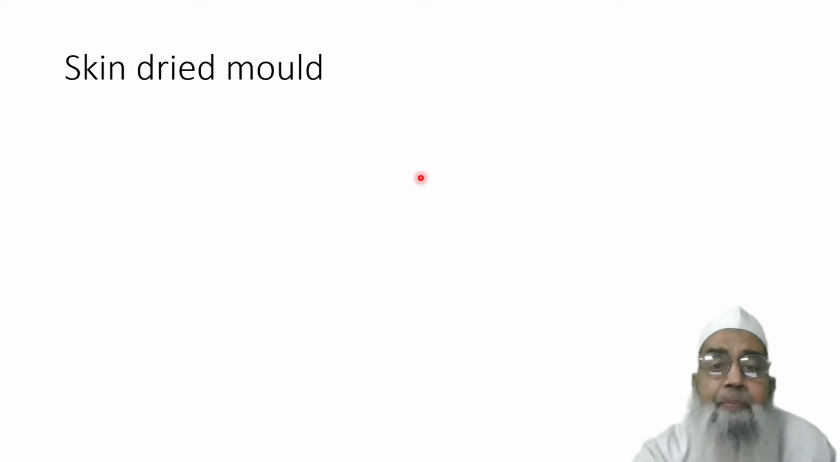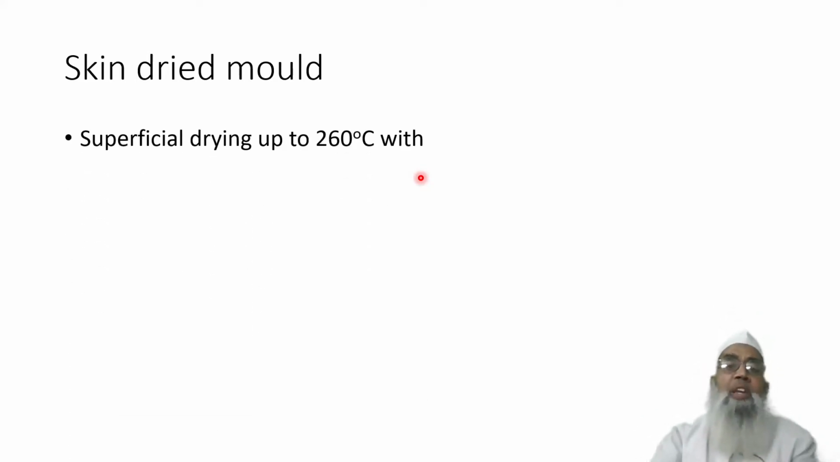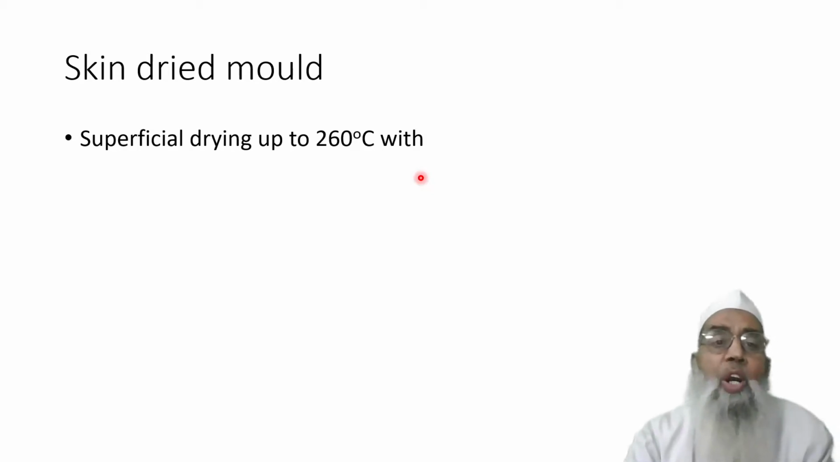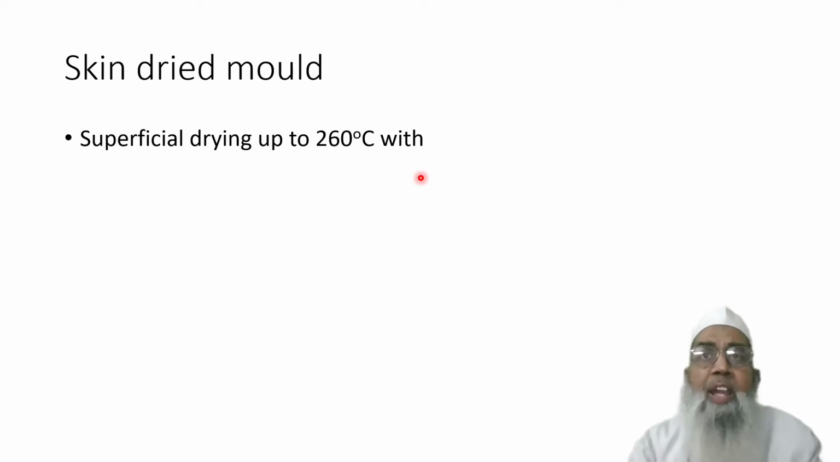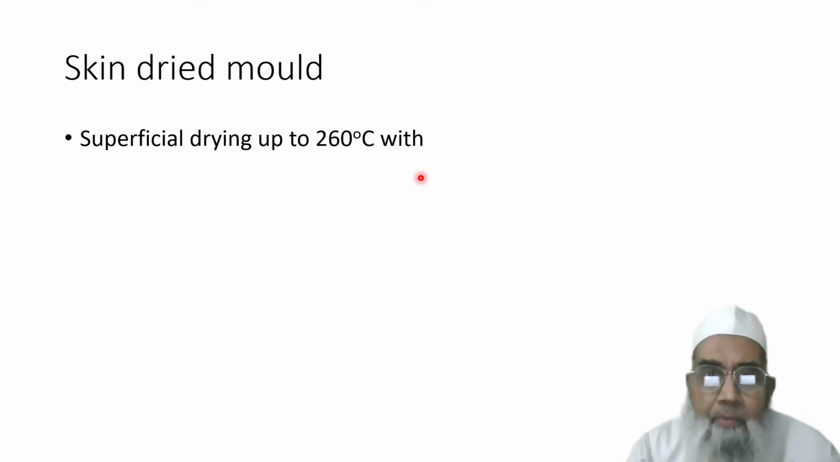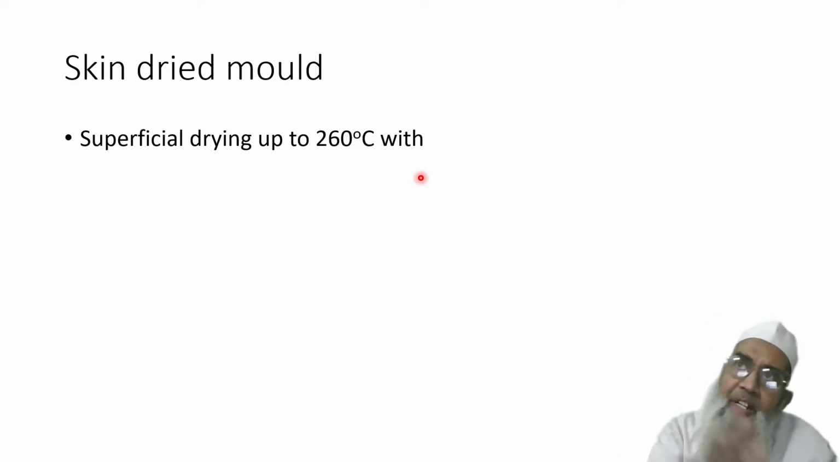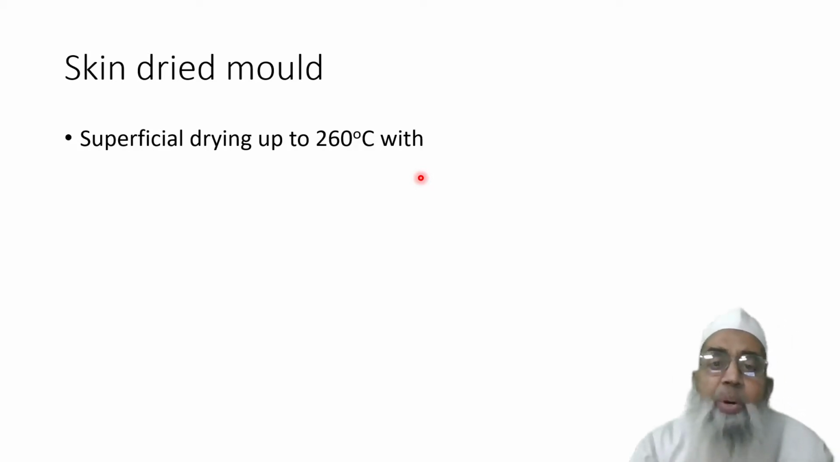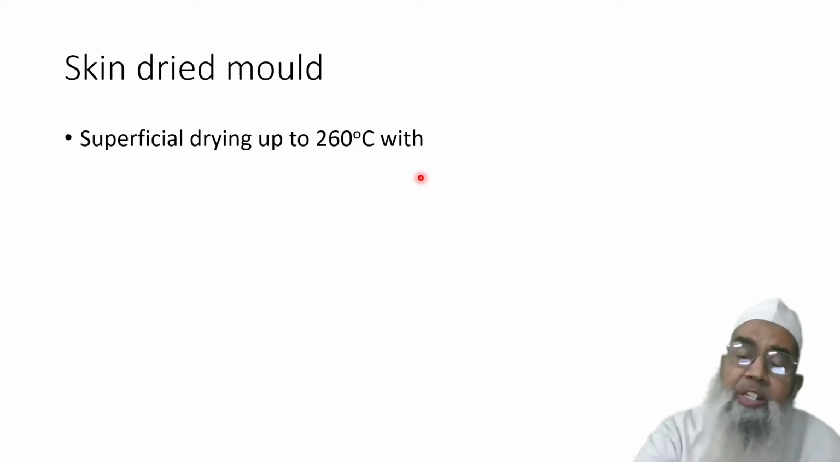Now, similarly, we can have a skin dried mold. In the skin dried mold, we dry only the surface of the cavity, superficial drying up to 260 degrees. Therefore, in case of skin dried mold, we do not dry the whole mold. The complete flask is not being dried, but only the surface of the cavity is being dried. Therefore, we save energy and we can have a better surface finish.